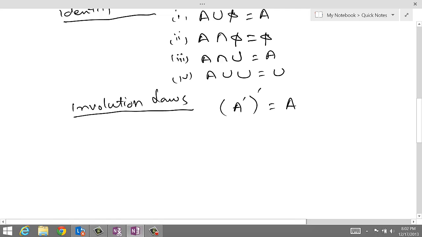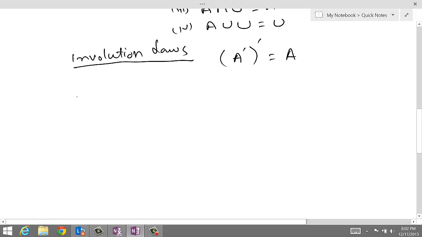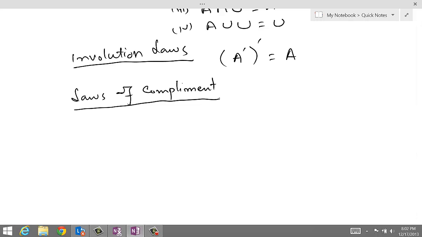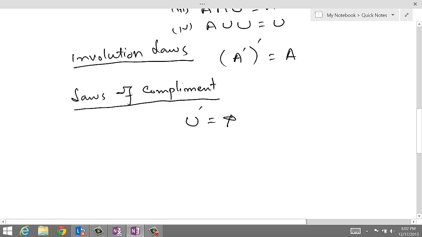And laws of complements. Remember that U, the universal set, is the superset of all the sets under consideration. So what is going to be the complement of the universal set? It's going to be the null set. And what is the complement of the null set? That is going to be the universal set.